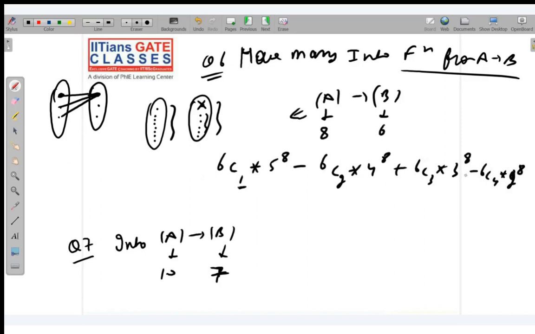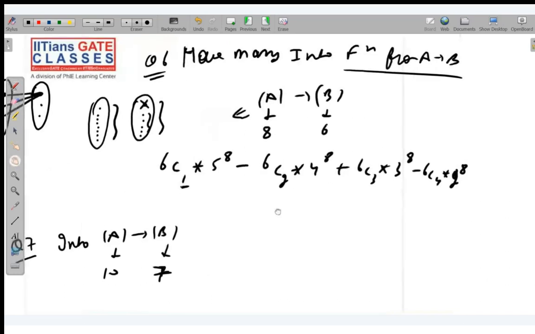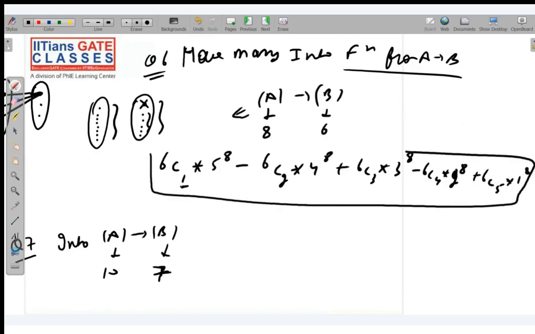Actually its derivation is a bit difficult. It is just like the derangement type of thing. Are you able to remember derangement? We have done it. So it is just like that only. So 6C1 into 5 power 8 minus 6C2 into 4 power 8, plus 6C3 into 3 power 8 minus 6C4 into 2 power 8 plus 6C5 into 1 power 8. That's it. So here we will stop. So this is my answer. You can calculate and get the answer.